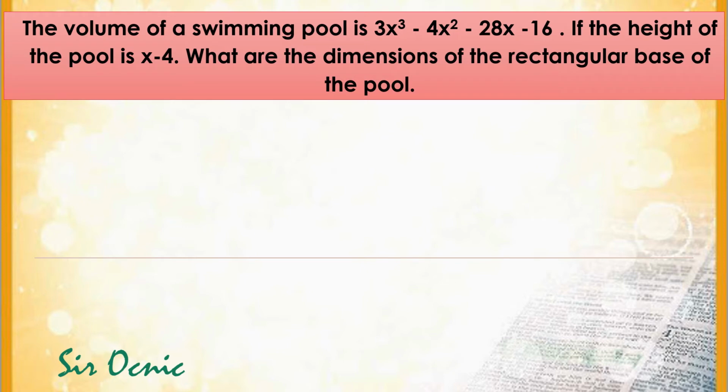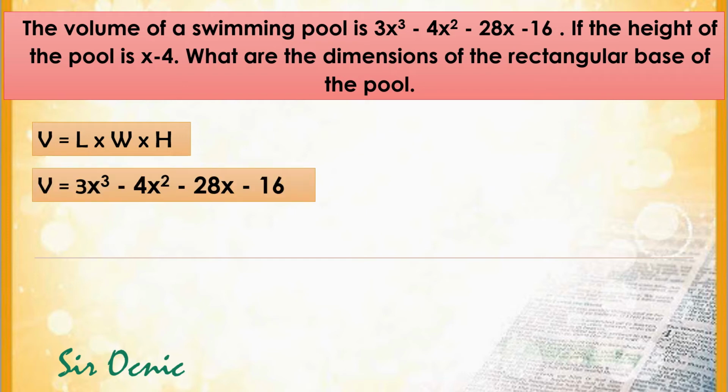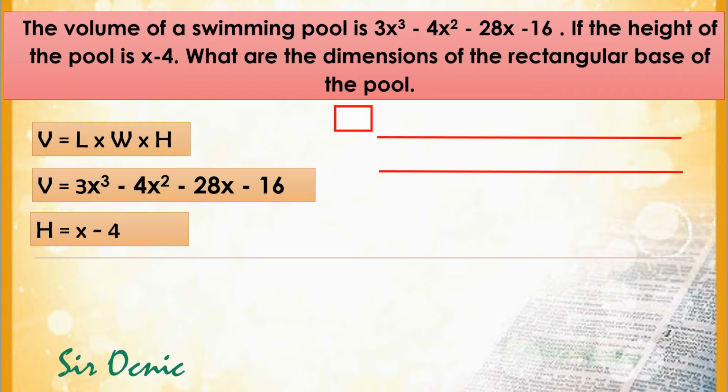The volume of a swimming pool is 3x cubed minus 4x squared minus 28x minus 16. If the height of the pool is x minus 4, what are the dimensions of the rectangular base of the pool? The formula for volume is given by length times width times height. The volume given of the swimming pool is 3x cubed minus 4x squared minus 28x minus 16. The height is represented by x minus 4. We are required to solve for the dimensions of the rectangular base, which are the length and the width.